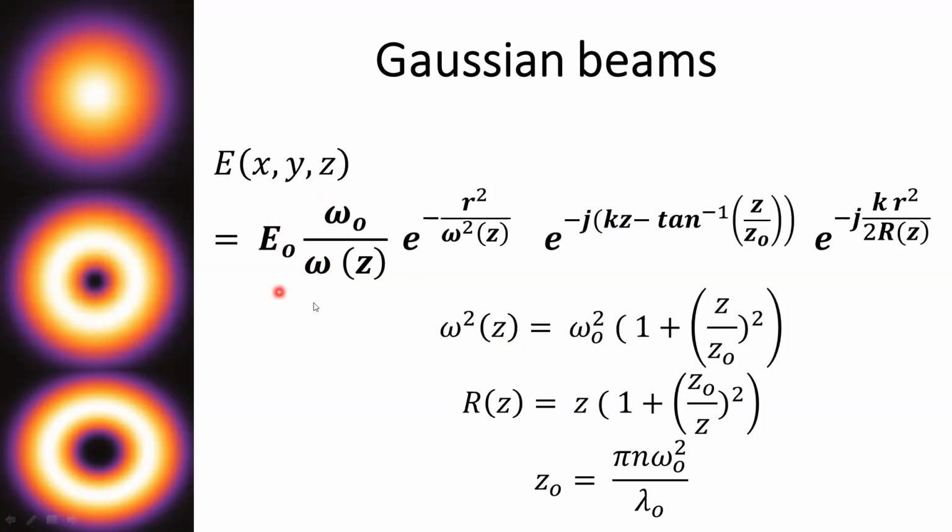Then we have E node over root 2. And here we have e power minus r square over 2 omega node square, because I will remove omega square and insert 2 omega node square. So now you are going to plot this curve. Then you will say when r is equal 0, then e power 0 equals 1, and then you will have E node over root 2.